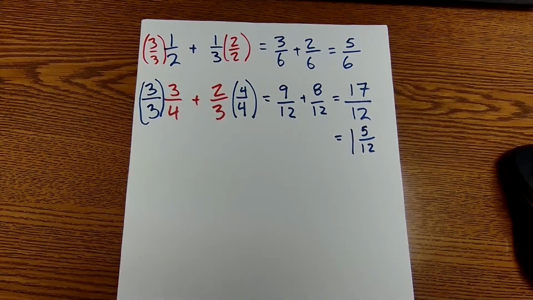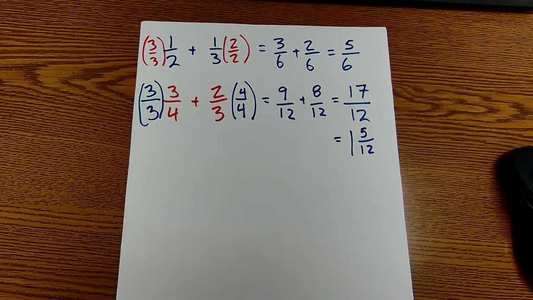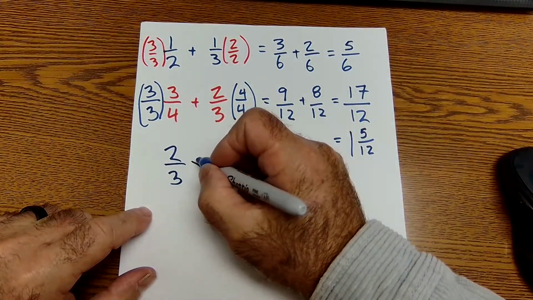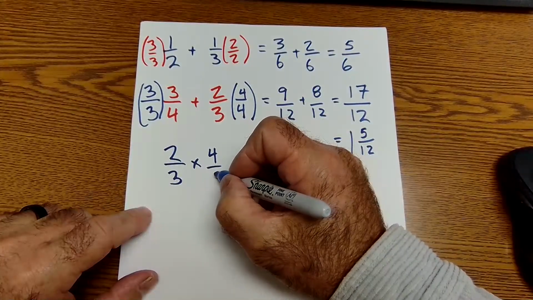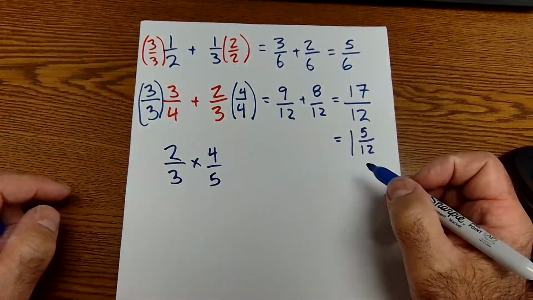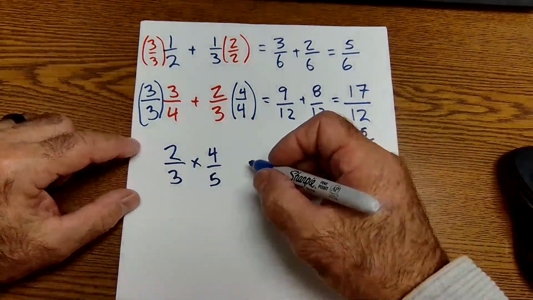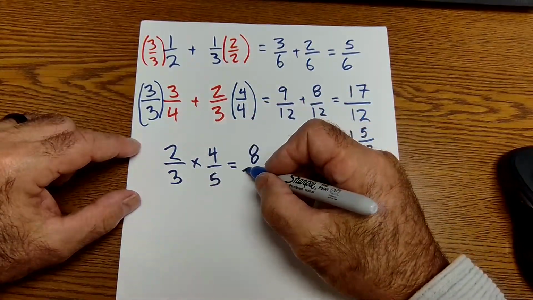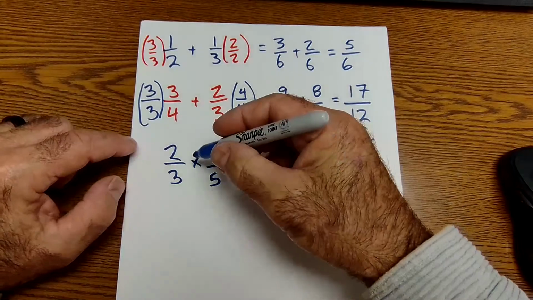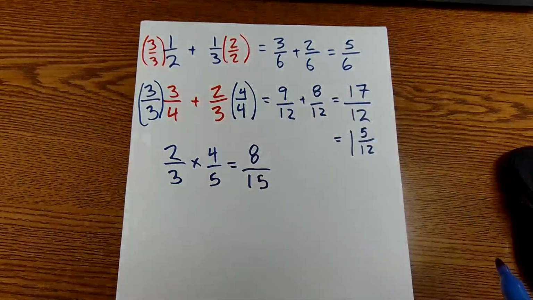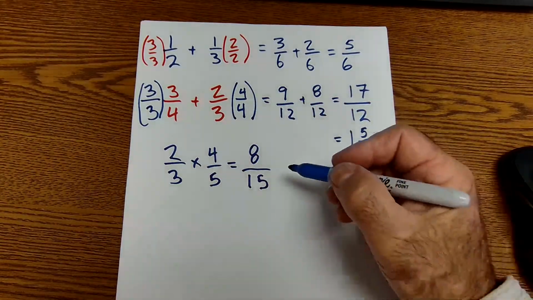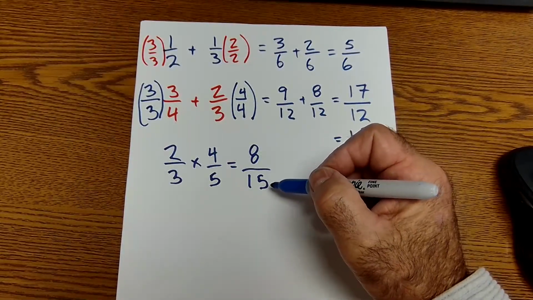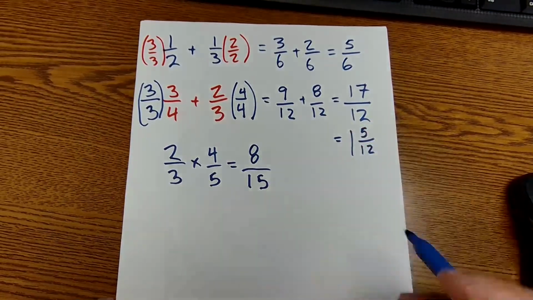Multiplying fractions is a lot easier. If I have 2/3 times 4/5, to multiply these fractions, I just multiply across the top. 2 times 4 is 8. 3 times 5 is 15. So 2/3 times 4/5 is 8/15. I look to see if I could reduce it. Is there any number that'll go into 8 and 15? There is not. So that is my reduced fraction right there.